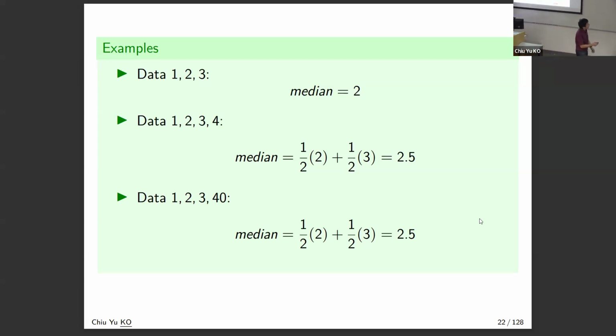When n is even, you have to be careful. Because 4 plus 1 is 5, 5 over 2 is 2.5. 2.5 means that you are looking at the average of the second guy and the third guy. So it's half of 2, half of 3, 2.5. Now when you have an outlier, 4 becomes 40, it doesn't change. So it means that it's robust to outliers, robust to data error.